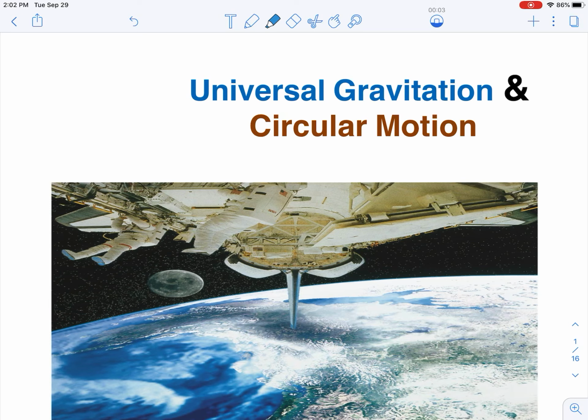All right, in this chapter, we're going to talk about universal gravitation and circular motion. But for today, our conversation will be focusing on this law of universal gravitation. So the idea behind universal gravitation is that we understand that there are 3 of Newton's laws that we just talked about in the last chapter.